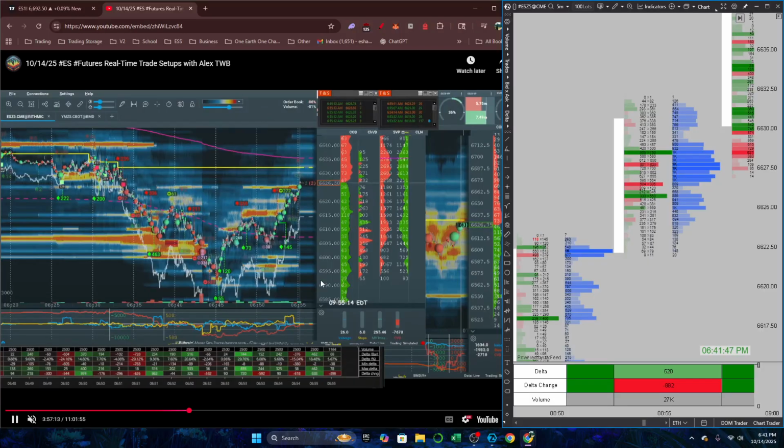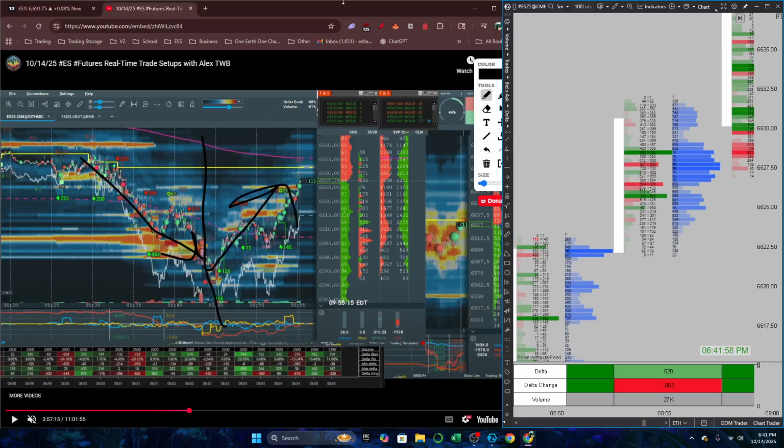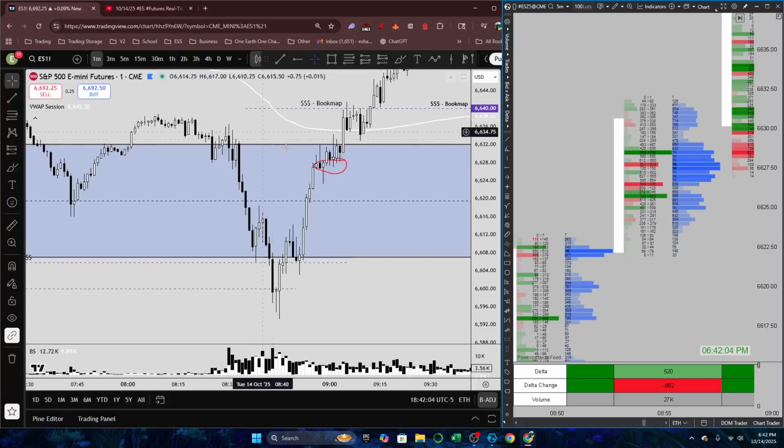Price is just moving. And at this point, for me, direction has shifted, right? Previously, it used to be a selling bias. Now we've seen this aggressive buy move occur. We're at 6627, and if you take a look at the chart, 6627.